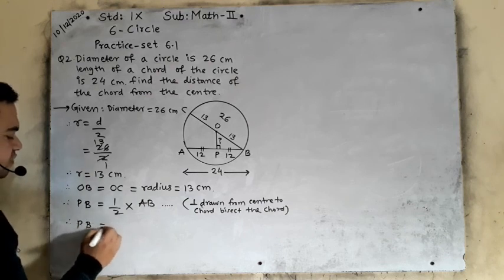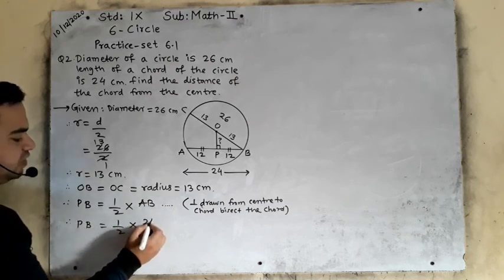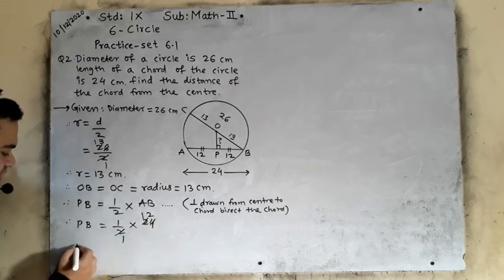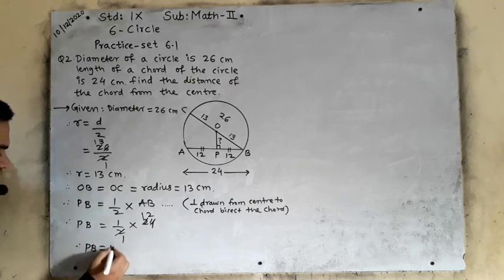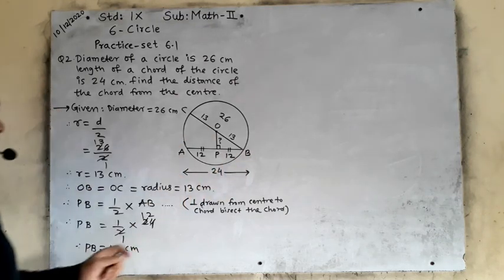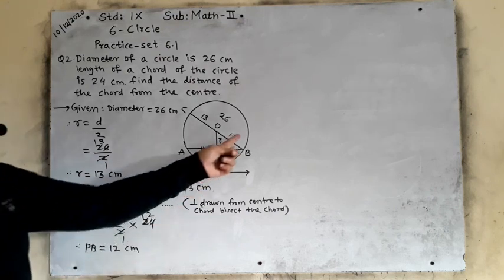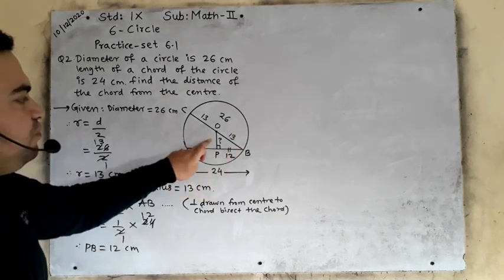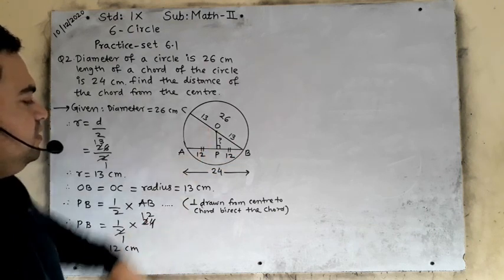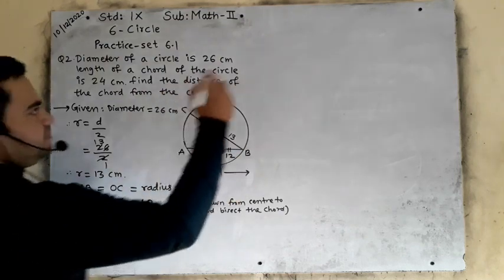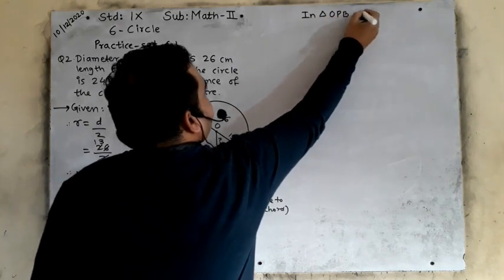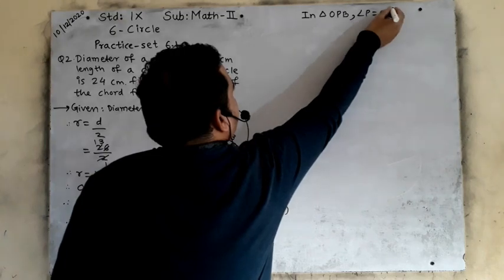Therefore PB is equal to 1 upon 2 times AB, and AB was 24, right? 2 ones are 2, 2 twos are 4. Therefore PB is equal to 12 centimeters. I hope you understood here. See, now OB you got 13 and PB you got 12. So we got two sides of a right angle triangle. Now we have to find the distance between the chord and the center of the circle. It means OP. So we will utilize the triangle OPB. See here, in triangle OPB, angle P is equal to 90 degrees.